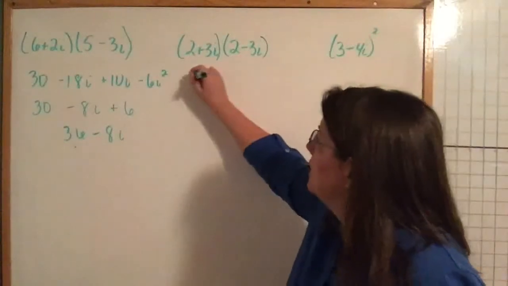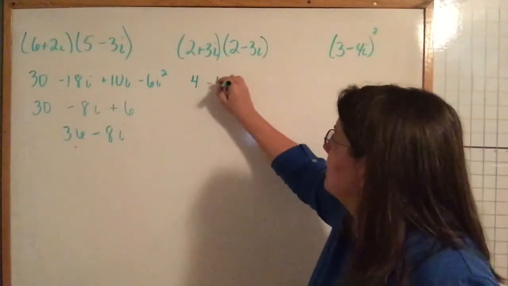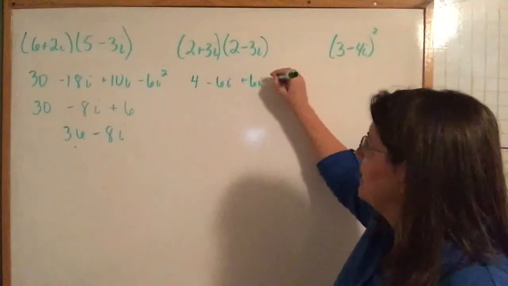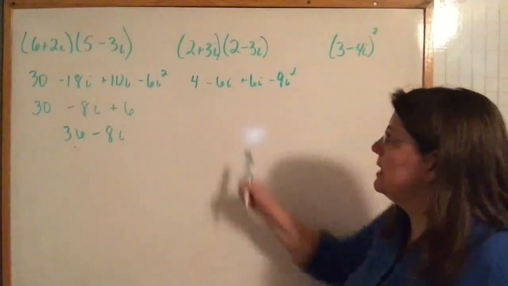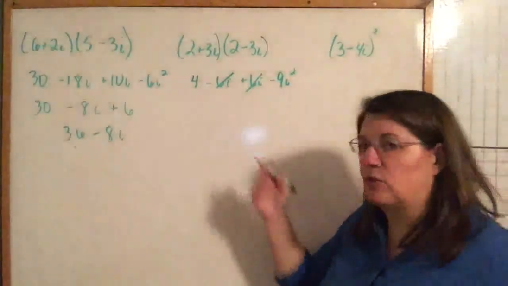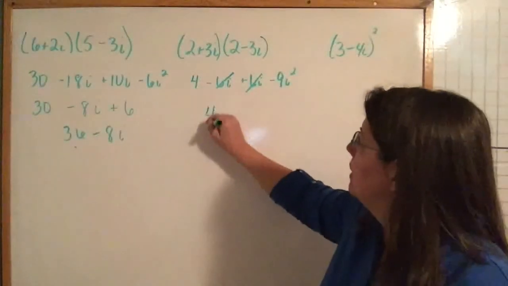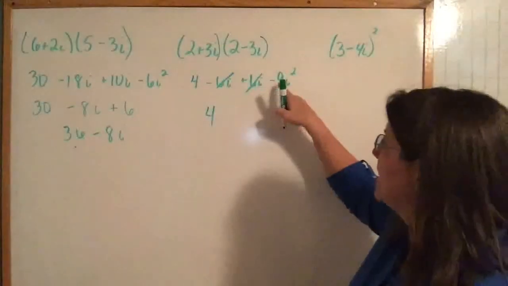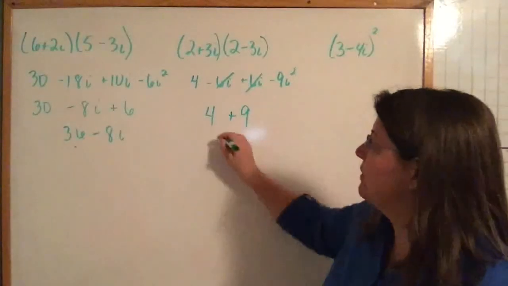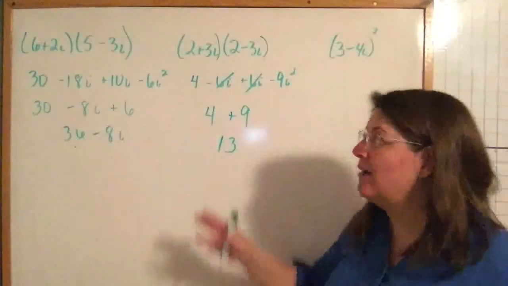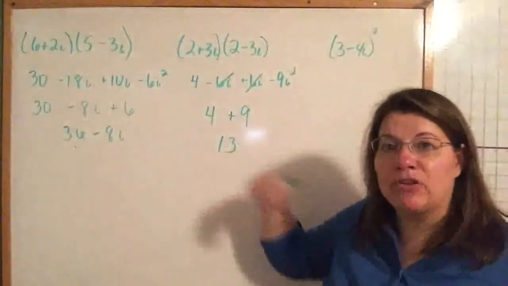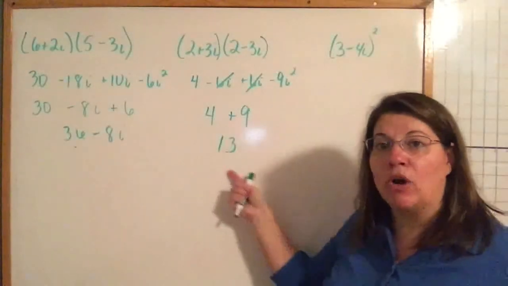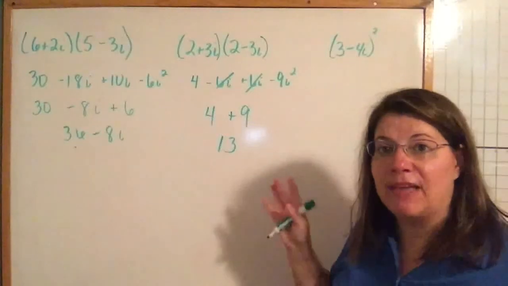So we've got 2 times 2 is 4. 2 times negative 3i is negative 6i. 3i times 2 is positive 6i, and 3i times negative 3i is negative 9i squared. The negative 6i and the 6i do cancel out, which is what we thought would happen. We've got 4 minus 9 times i squared. i squared is negative 1, so negative 1 times negative 9 is a positive 9, and we've got 13. So if we have a complex number on the bottom of a fraction, if we multiply by its conjugate, we can get rid of all of the i's or all of the radicals by multiplying by the conjugate. That's something that's going to come up later.